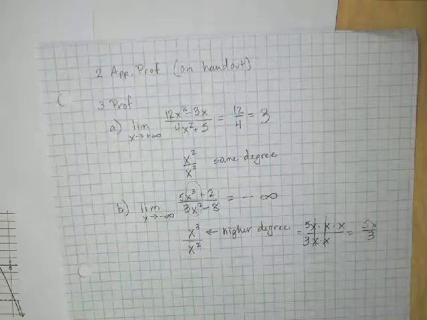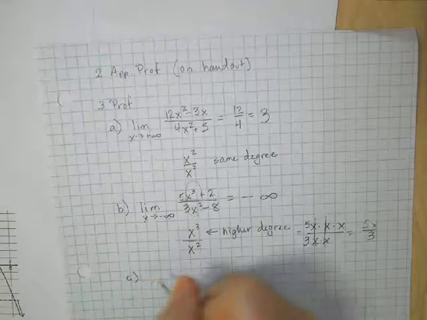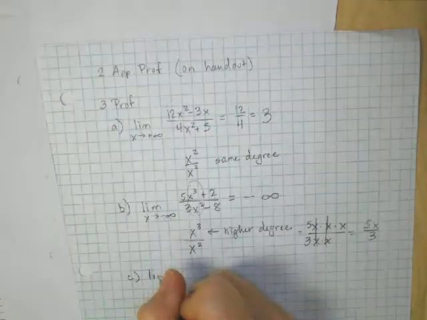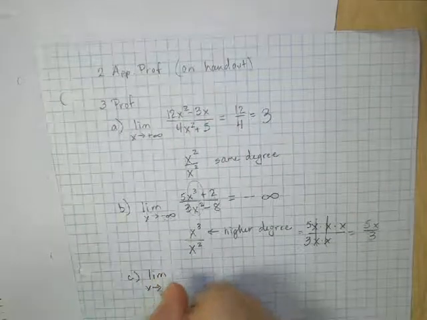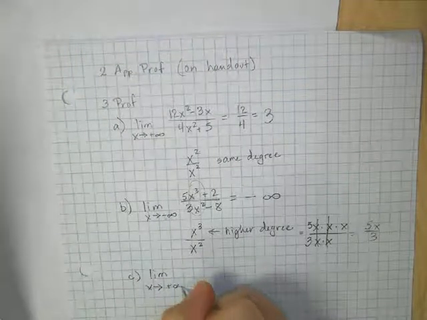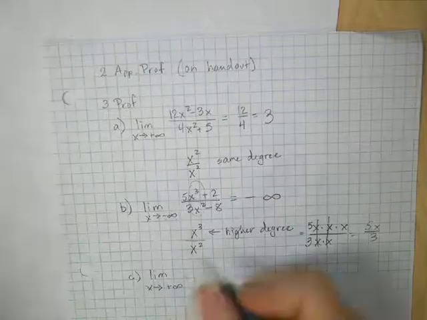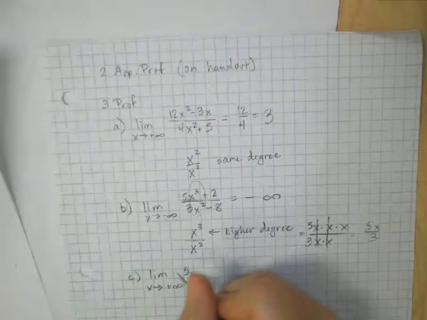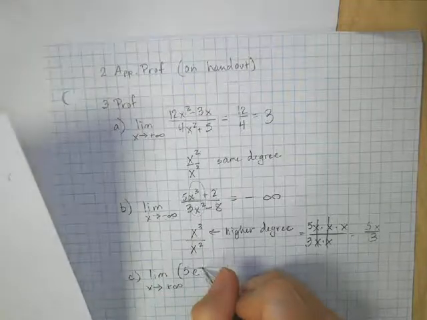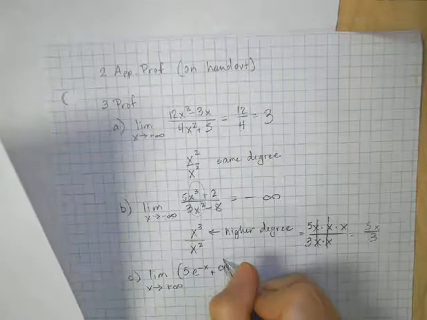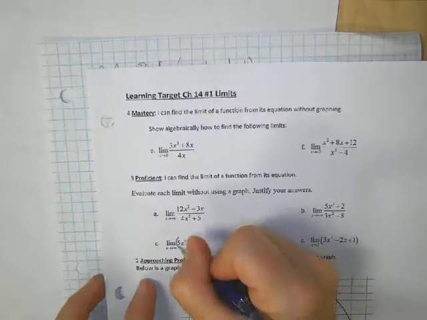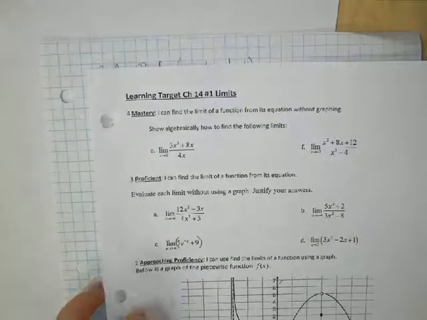Alrighty, and letter C, I have the limit as x approaches, I don't have my glasses on, positive infinity, it looks like, of 5e to the negative x plus 9. There should have been parentheses around this, sorry, that was a typo. This should have had parentheses so you know that we're talking about the limit of this whole thing. That's more normal, like we did on that one.